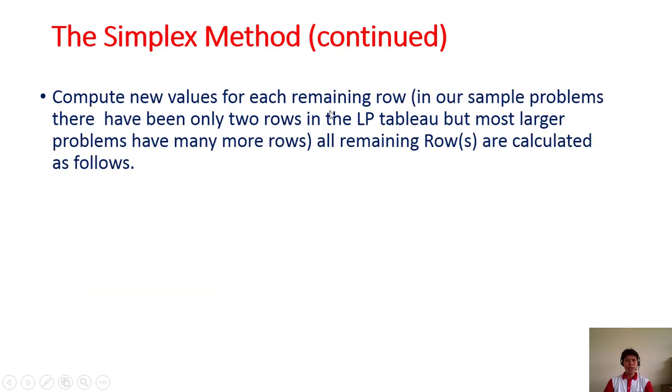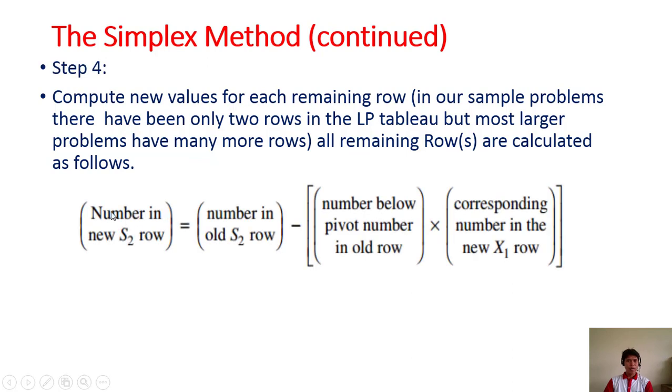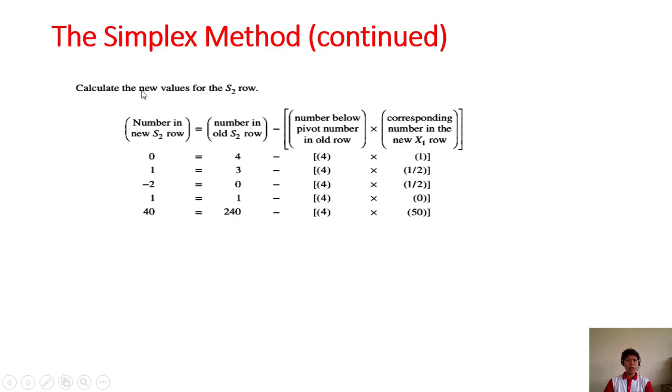Compute new values for each remaining row. In our sample problems, there have been only two rows in the LP tableau, but most larger problems have many more rows. All remaining rows are calculated as follows. The number in the new S sub 2 row is equal to the number in the old S sub 2 row minus the product of the number below the pivot row in the old row times the corresponding number in the new X sub 1 row. Okay, calculate the new values for the S sub 2.